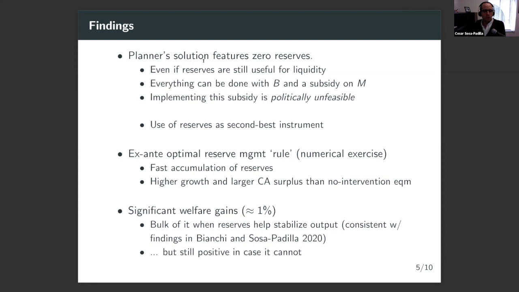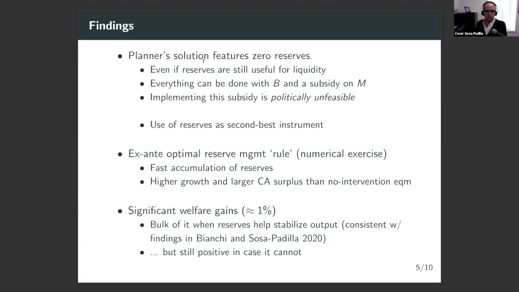One thing to notice is that most of the welfare gains come from using the reserves to stabilize output, which is something that's consistent with our findings in a related paper with Bianchi, where we essentially study the role of reserve accumulation to stabilize output when the economy is subject to sovereign risk. And there we show that this is a key motive to accumulate reserves, and that in fact can also lead to significant welfare gains. Okay, but they also find that welfare gains can be positive even in a situation in which the government is prohibited from using them to stabilize output.